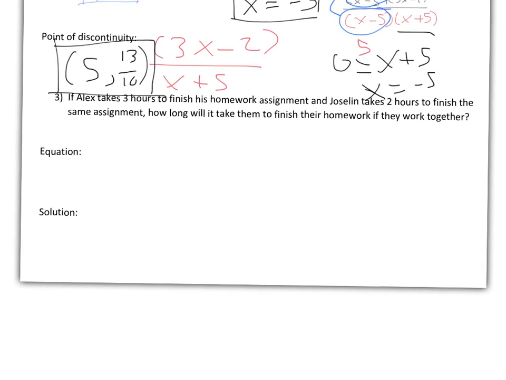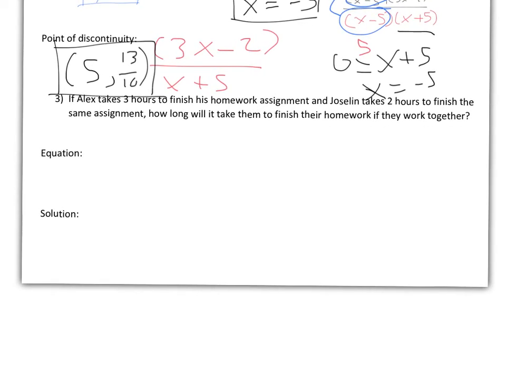This problem we did in class. If Alex takes 3 hours to finish his homework assignment, and Jocelyn takes 2 hours to finish the same assignment, how long will it take them to finish their homework together? Our first step is to understand that in our equation, x will equal the total time. And we need to find out how fast each of them is working.